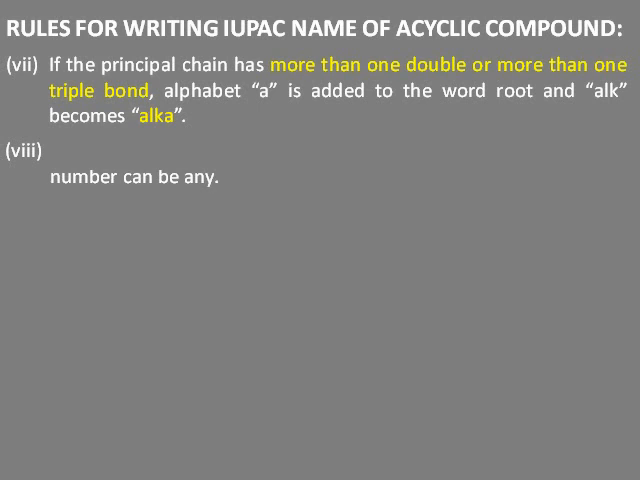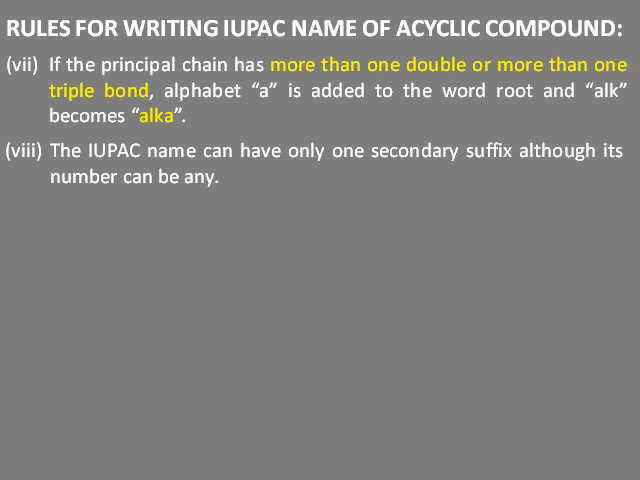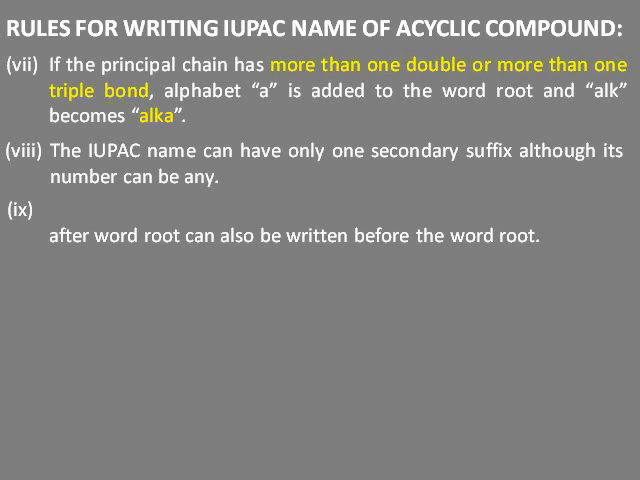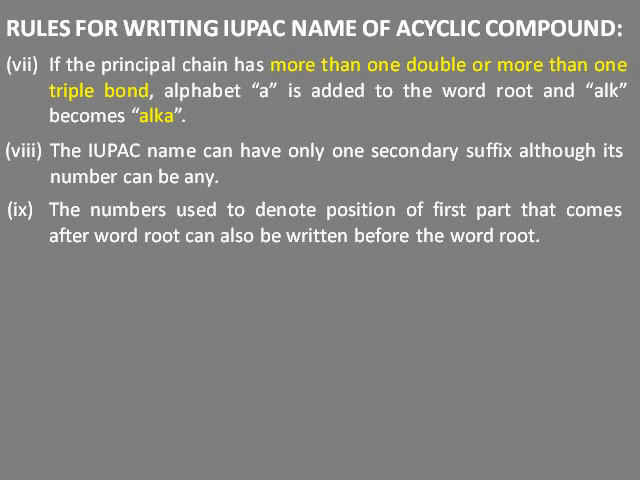8th, the IUPAC name can have only one secondary suffix, although its number can be any. 9th, the number used to denote the position of the first part that comes just after the word root can also be written before the word root.